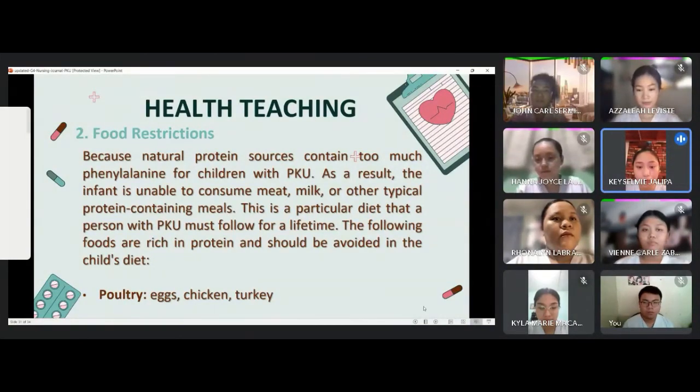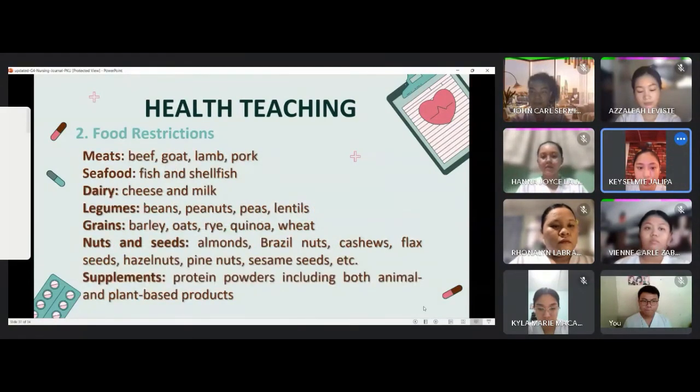Because there are natural protein sources that contain too much phenylalanine for children with PKU, the infant is unable to consume meat, milk, or other typical protein-containing meals. This is a particular diet that a person with PKU must follow in his or her lifetime. The following foods are rich in protein and should be avoided in a child's diet. In poultry: eggs, chicken, and turkey. While in meats, there are beef, goat, lamb, and pork, and seafood: fish and shellfish.